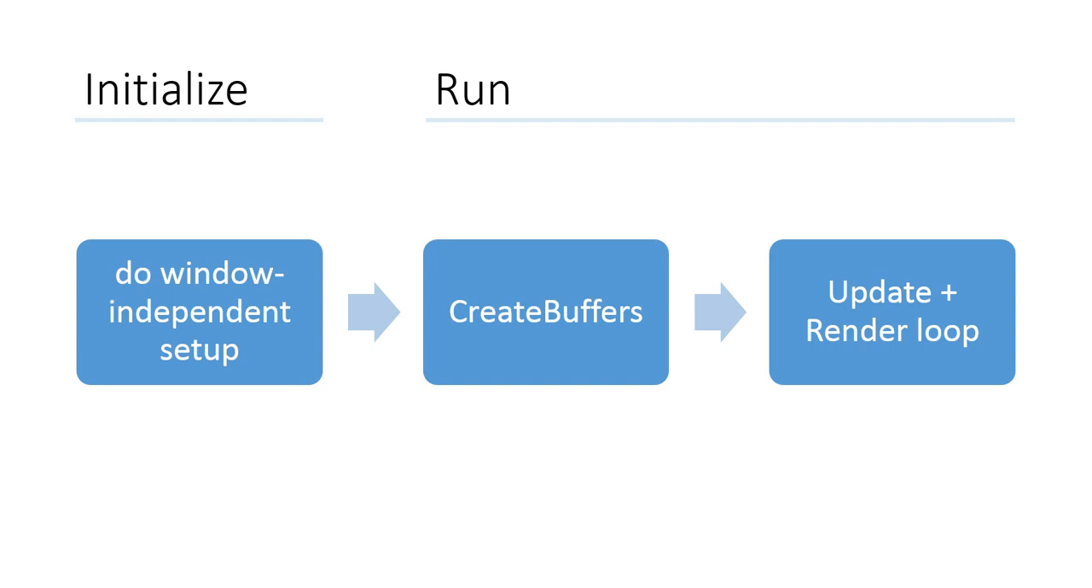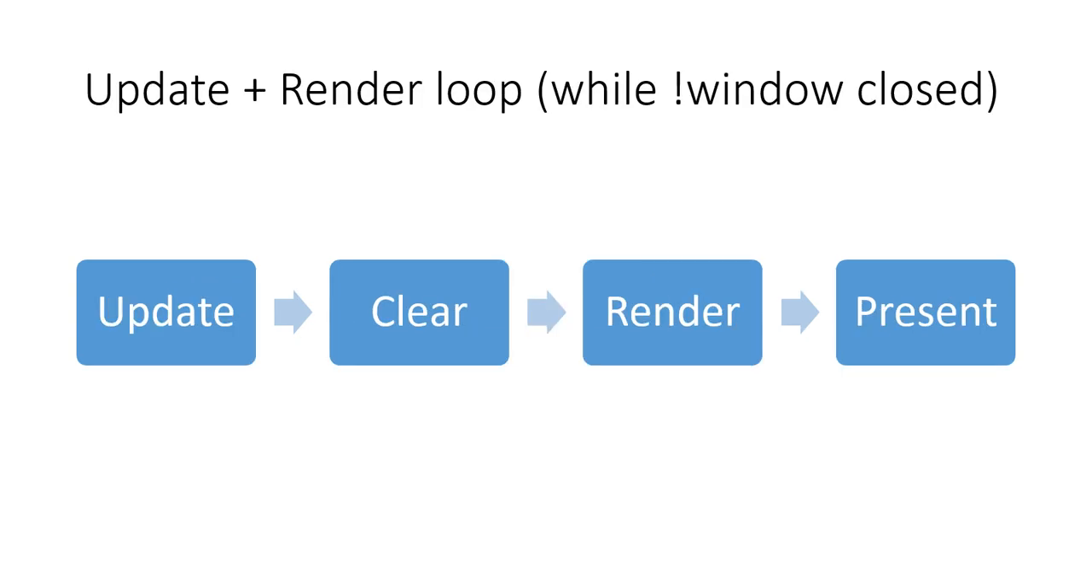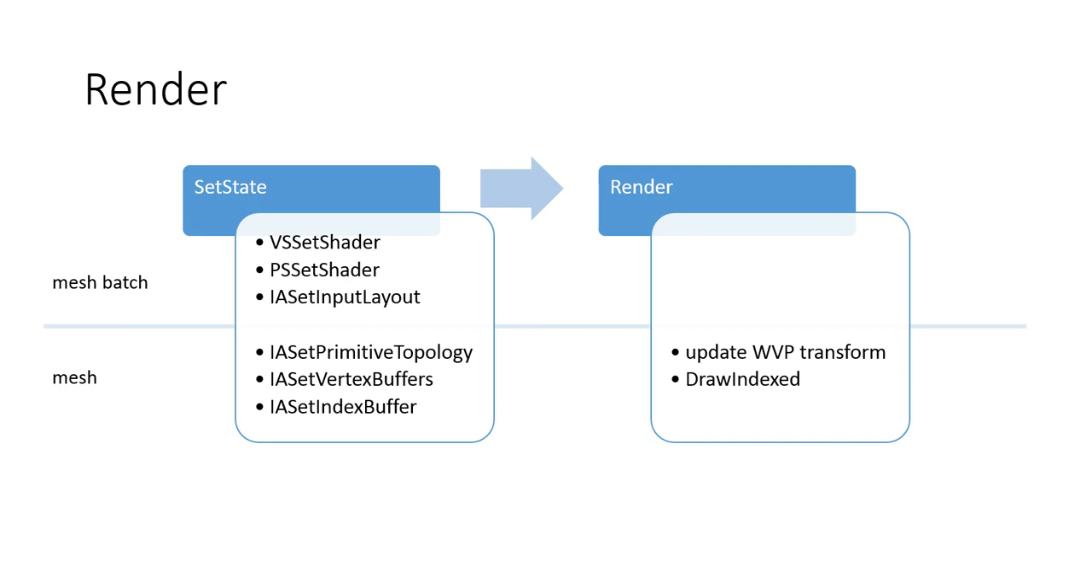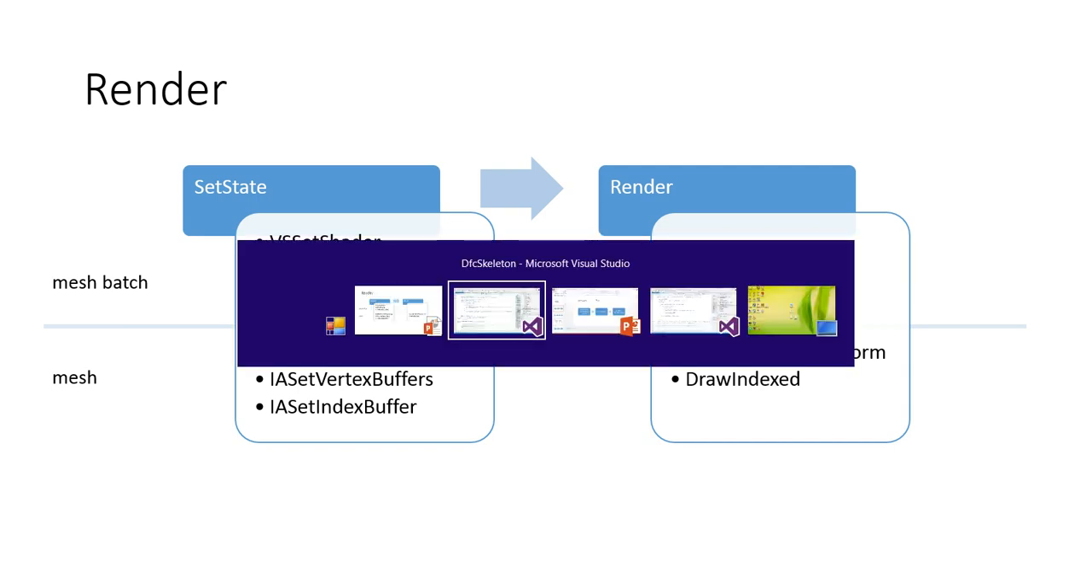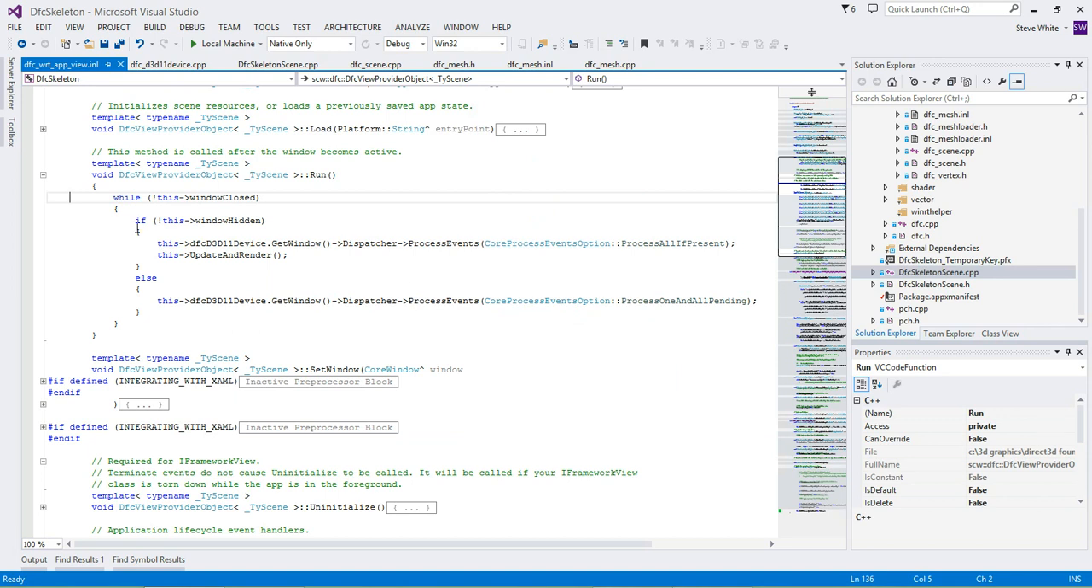Now we'll show the code that implements the loop that performs this sequence of steps 60 times a second. The main step being render, where the batched meshes connect up to the rendering pipeline and then draw themselves. So this is the Windows Store version of the code. We'll look at the Win32 briefly at the end. There's not really much difference.